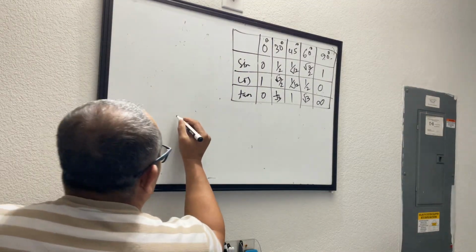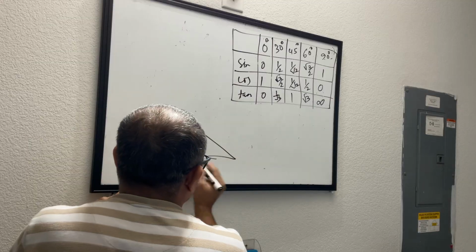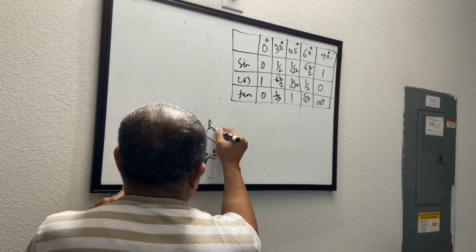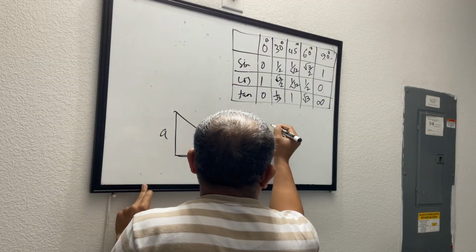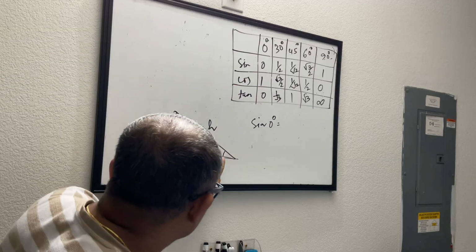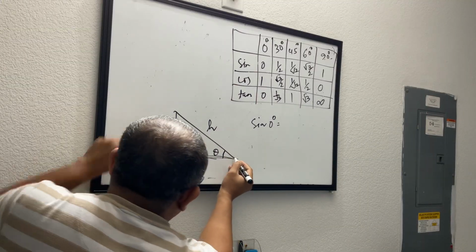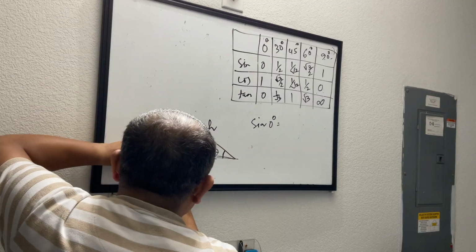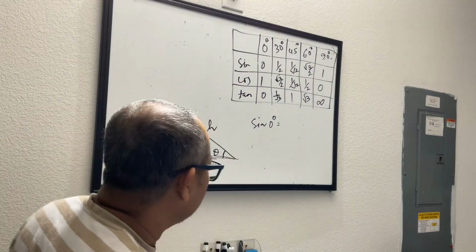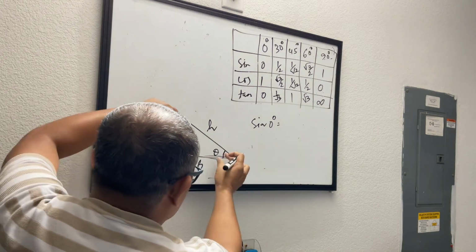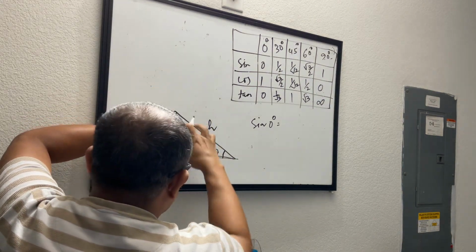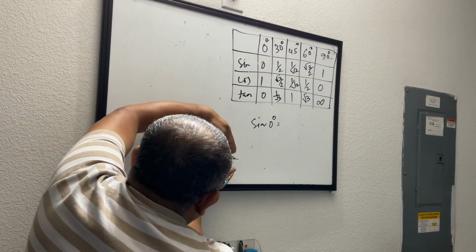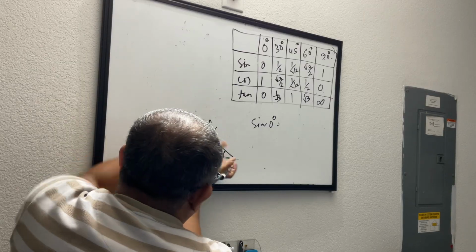Now look at this. Sine of 0 degree. Let's look at it quickly. This is theta. This is, let's say, A. This is B, and this is the hypotenuse. When this angle is 0, what is happening here? The hypotenuse is actually falling on this line, and this height A becomes 0. Sine of theta is the opposite side divided by the hypotenuse. When you make this angle 0, you are making this line fall on the horizontal line, and your height becomes 0.